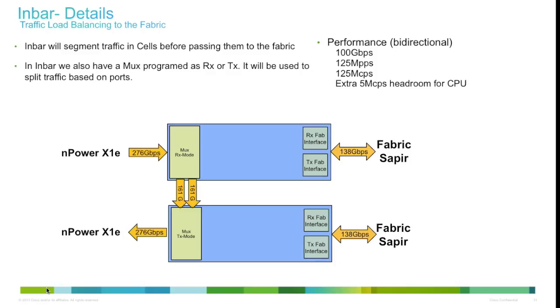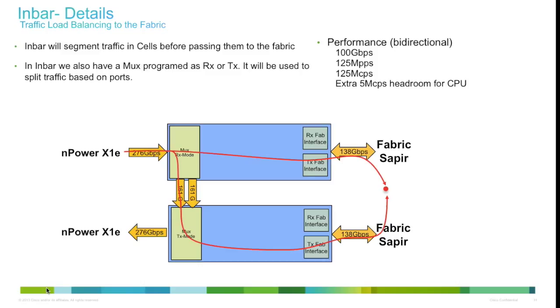If you take a look at the speed of the connections we have on each in-bar, on the upper in-bar we are receiving unidirectional traffic from the nPower X1E ASIC at 276 gigabit per second. And on the right, we have only 138 gigabit per second bidirectional from and to the Sapir ASIC. On the bottom one, we also have one unidirectional connection to the X1E, also at 276. So we have some kind of mismatch in the speed.